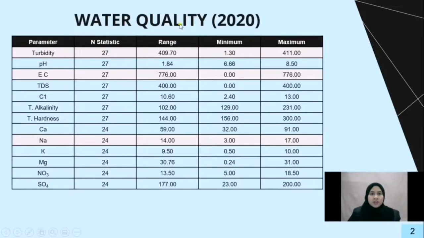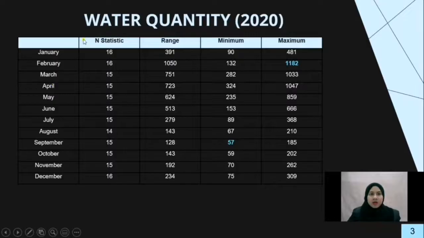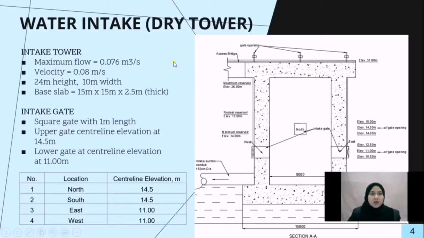Next, this is water quality 2030, and we will refer to the minimum and the maximum value of each parameter. This one is water quantity 2020. For the minimum, the least is 57 in September and the maximum value is in February, 1182.